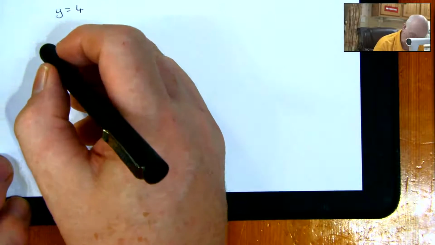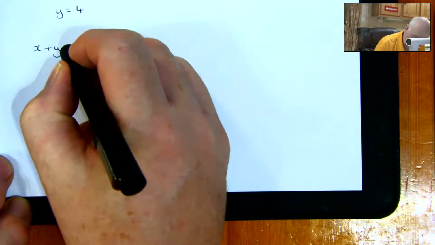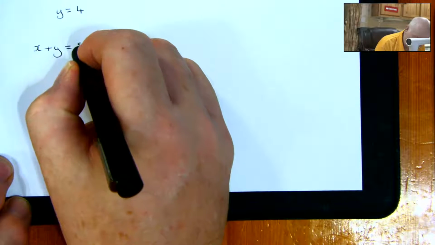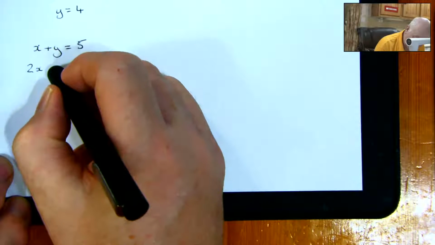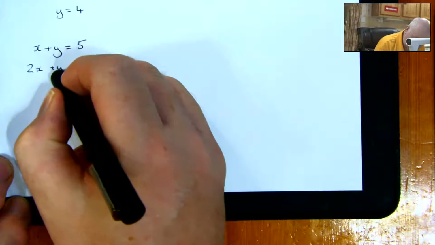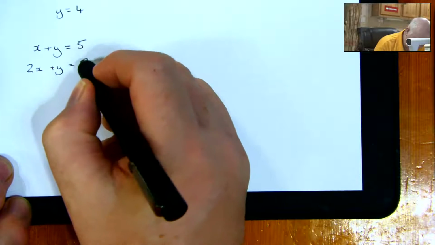Let's do one more. I've got x plus y equals 5, and we'll have 2x plus y equals 8.